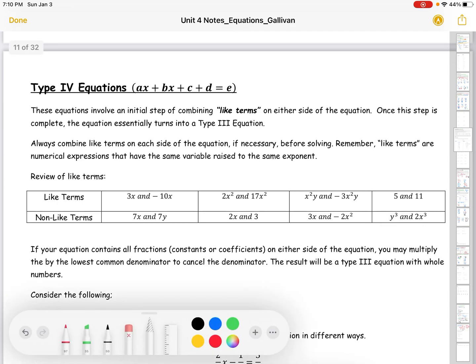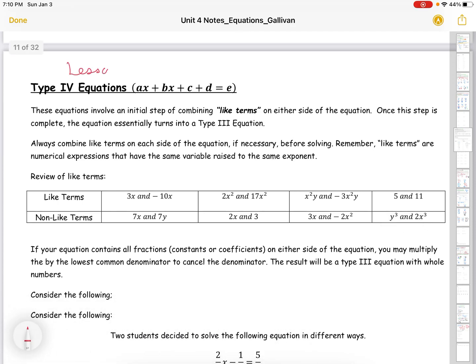Okay, this is lesson 2B. Oops, I better put it on the right pen. So lesson 2B.